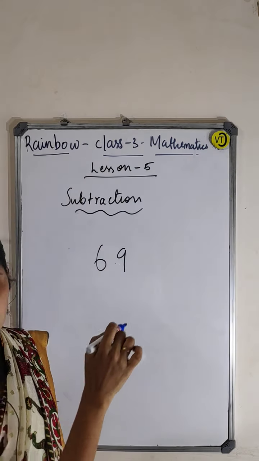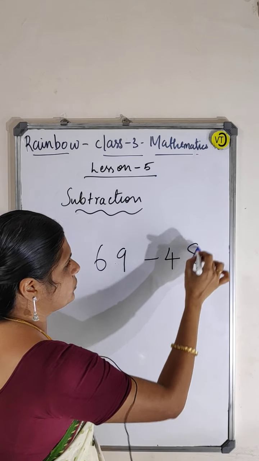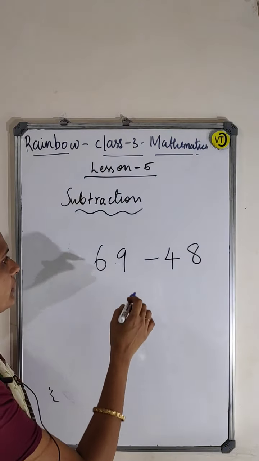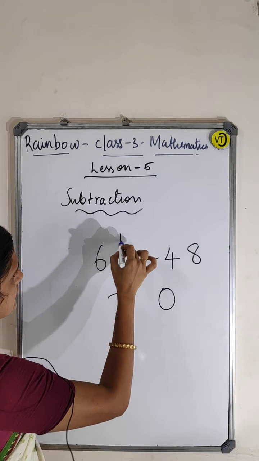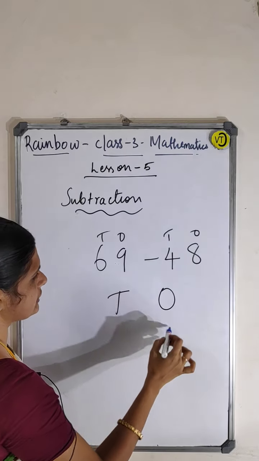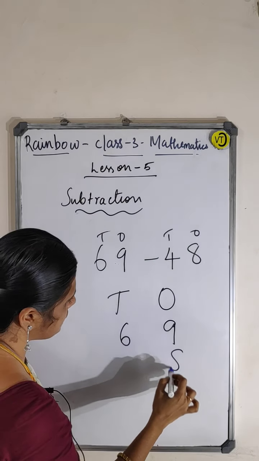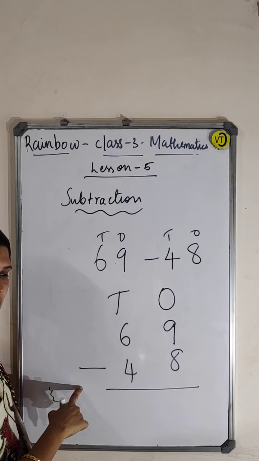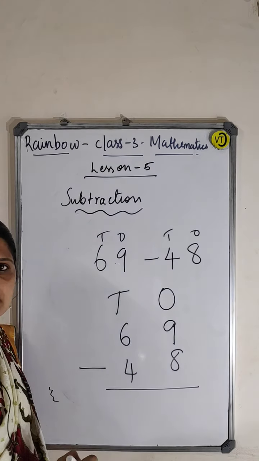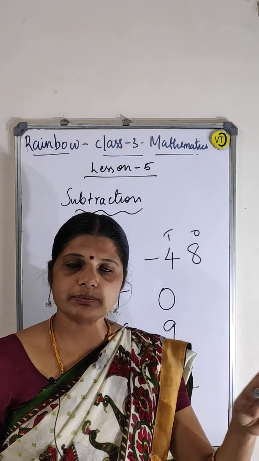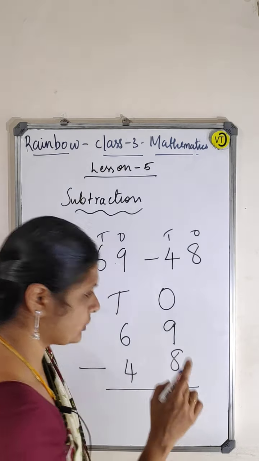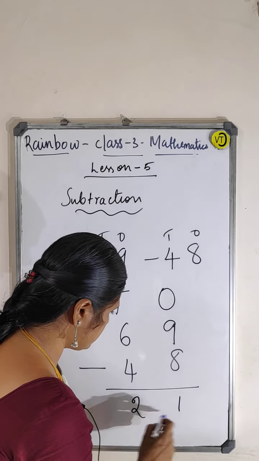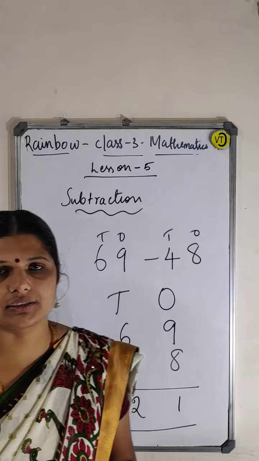69 minus 48. How to do it? The very same thing I told you in addition: ones place, tens place. This is ones, this is tens, this is ones, this is tens. It is 9, 6, 8, 4. Now I am going to subtract. The minus symbol is here. 9 minus 8, 9 ones minus 8 ones, is 1 one. 6 tens minus 4 tens is 2 tens. So 21 is your answer.